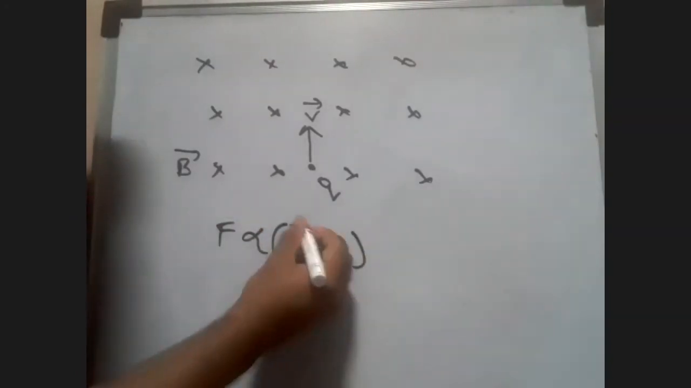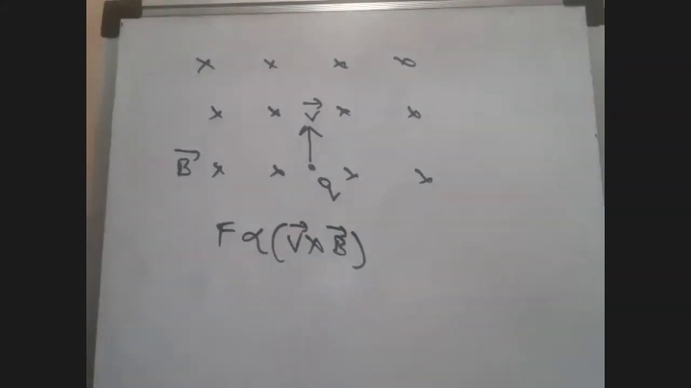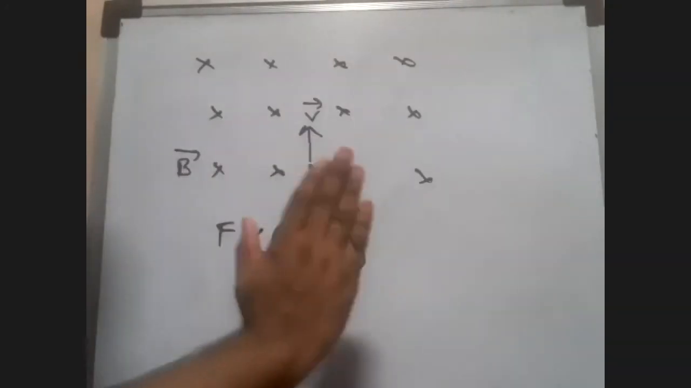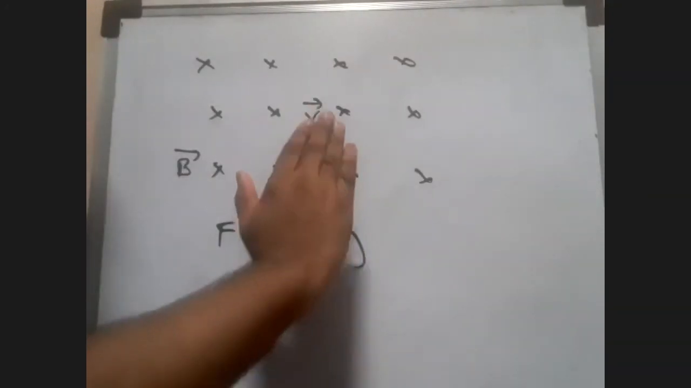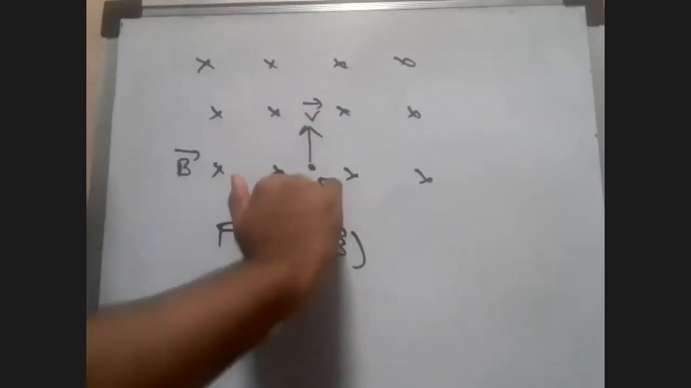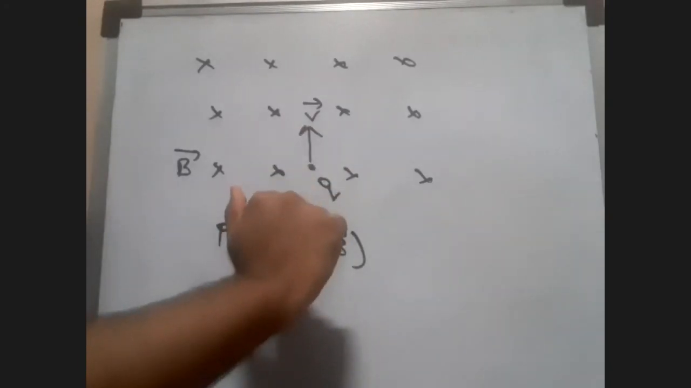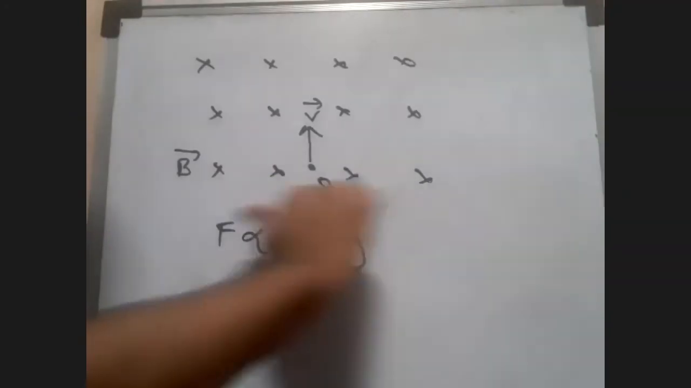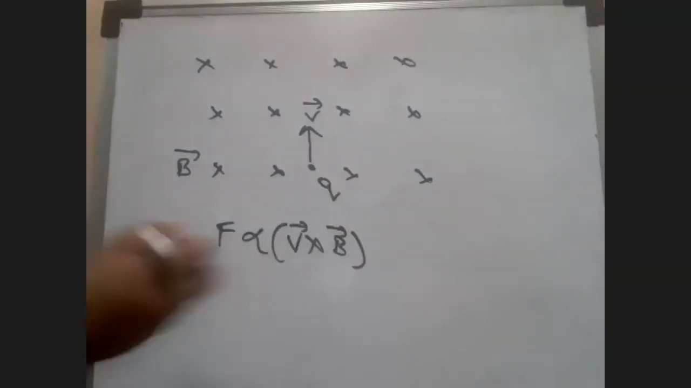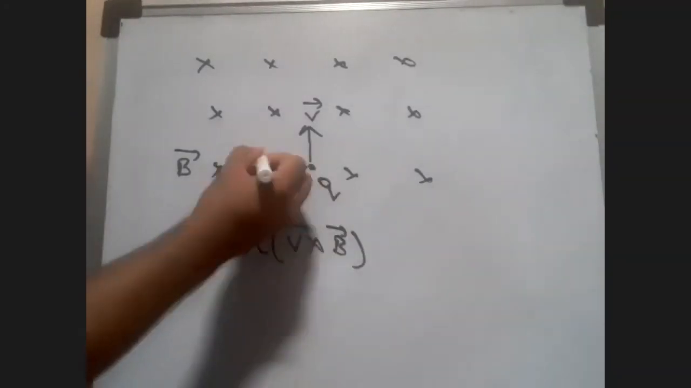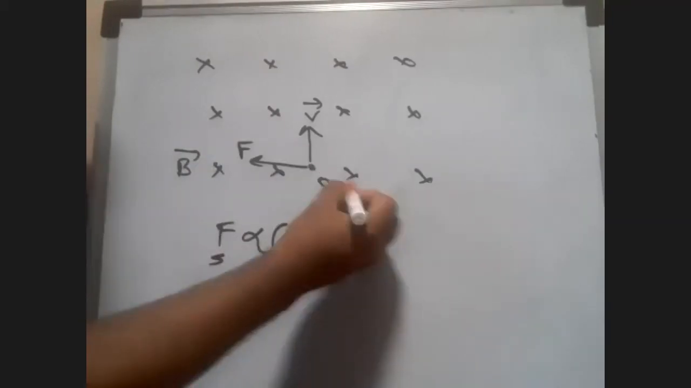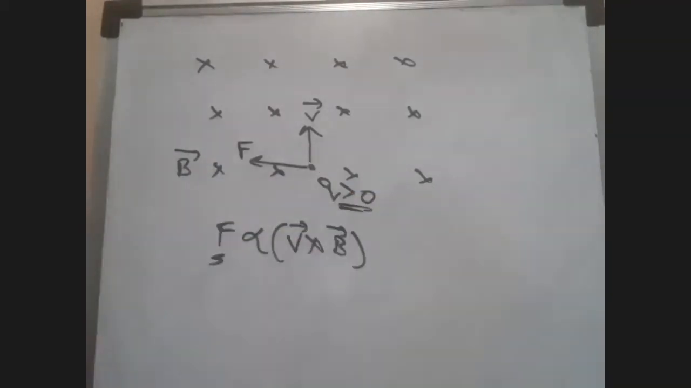Both are vectors here, so if you find v cross B using the right hand thumb rule, you will get the force. Your four fingers are at v, curl them towards the direction of the magnetic field, and you will get the thumb in this direction, which is going to be the force. So basically this will be your force. Of course, I'm talking about a positive particle here.